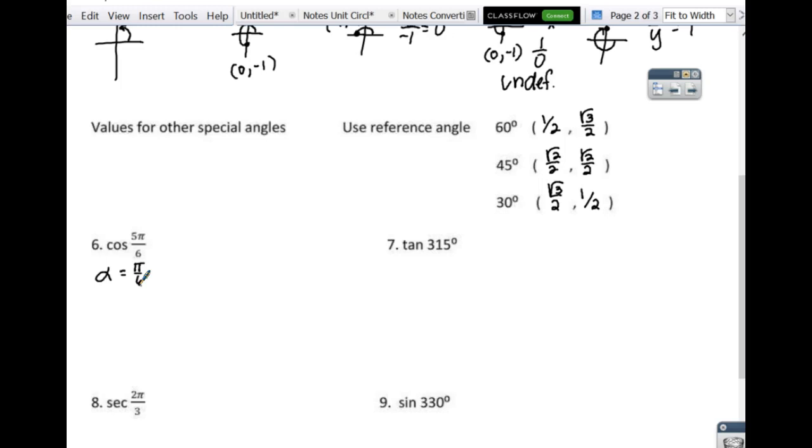So I'm looking for cosine. So what is the cosine of pi over 6? Which one of these is pi over 6? So, yeah, this is a hint. Pi over 3, pi over 4, pi over 6. So I'm looking for cosine, which is the x value. So my x value is the square root of 3 over 2.